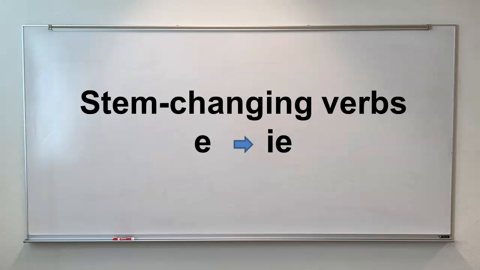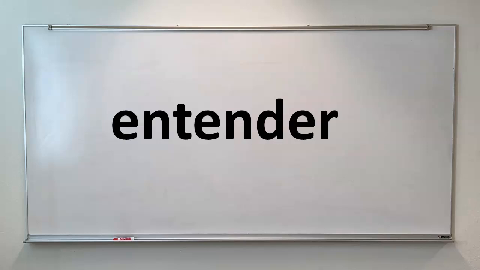In this lesson we are going to continue looking at stem changing verbs in Spanish, and in particular the pattern of the E changing to an IE. So we had a lesson already with this pattern, so this is the next important verb that we're going to look at, and it's the verb entender. Entender means to understand.